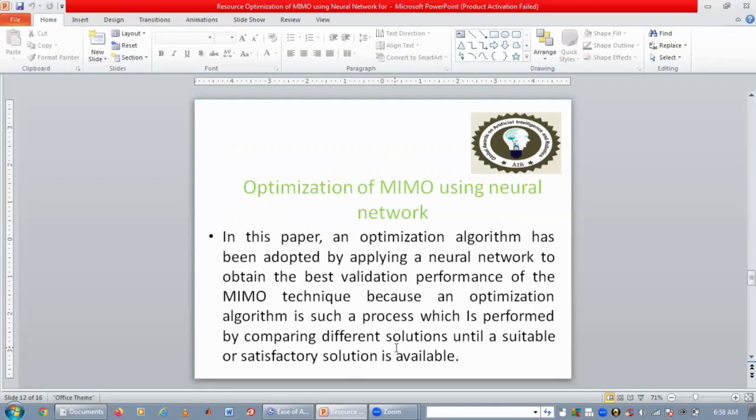Three kinds of training algorithm, that is Levenberg-Marquardt algorithm, Bayesian regularization algorithm, and scaled conjugate gradient algorithm, have been adopted in this paper. The hidden neurons we have used here are 2, 6, and 10. The simulation results are obtained for the three training algorithms and for the three types of hidden neurons. It is observed that the Bayesian regularization algorithm renders better results than the other two training algorithms, because it gives the minimum mean square error values. So we have chosen the Bayesian regularization algorithm.